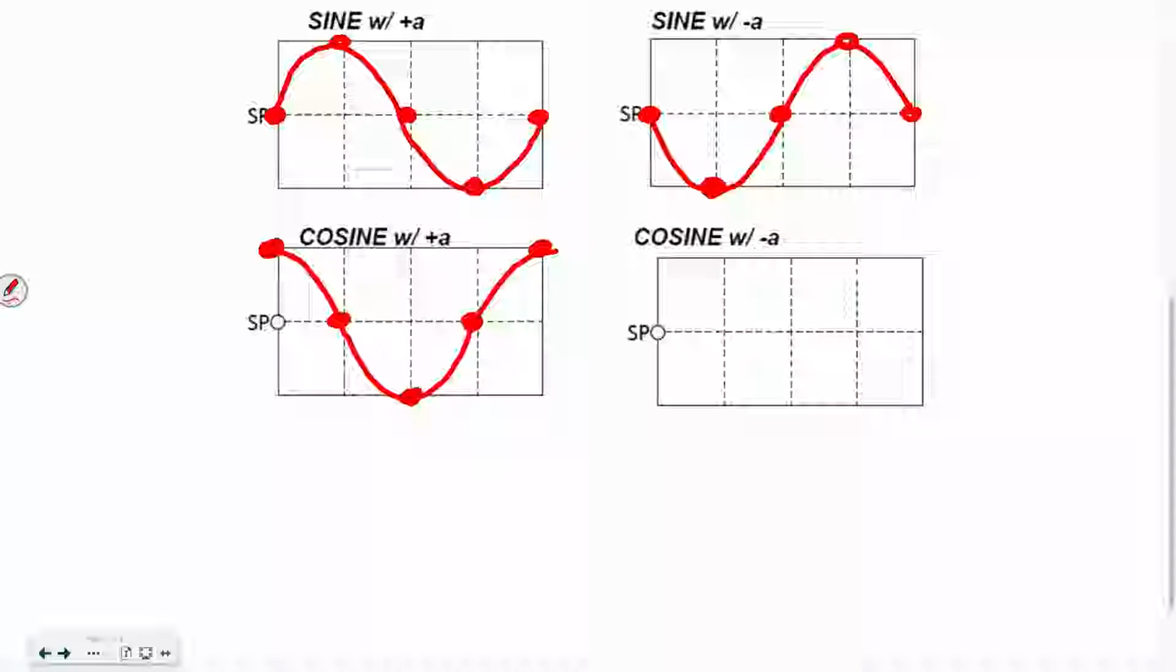Do not draw a V. It is not a zigzag. I will take off.